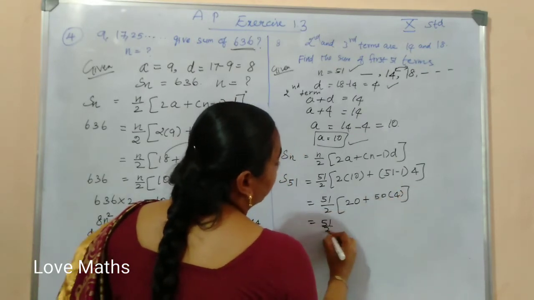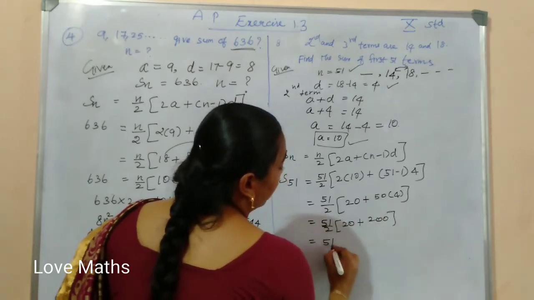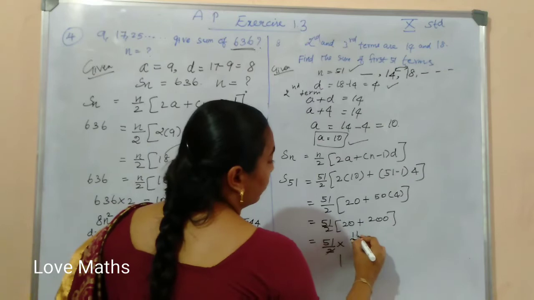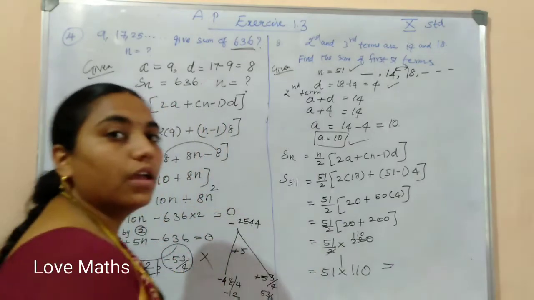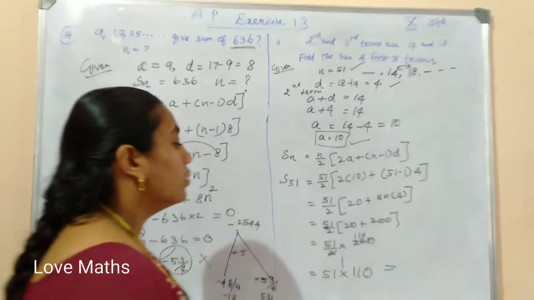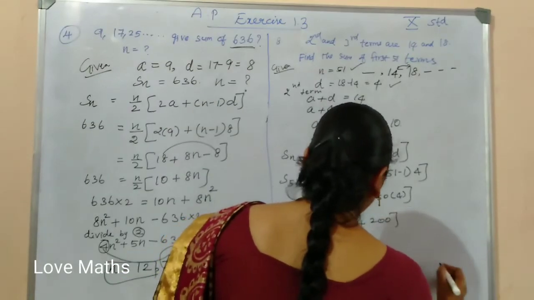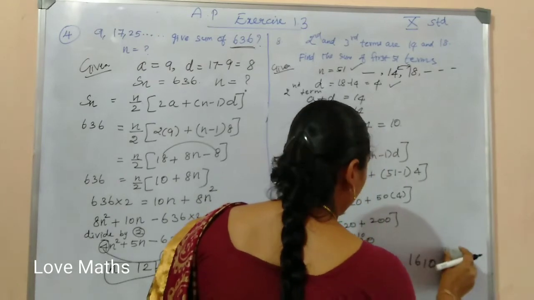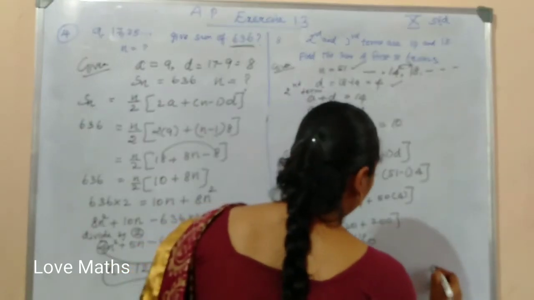That is equal to 51 by 2 into 20 plus 200, that is 220. Next, 51 by 2 into 220. Two ones are two, so 51 into 110. So you just multiply with 11. What is 51 into 11? Sorry. 51 into 110, the last one is 0.